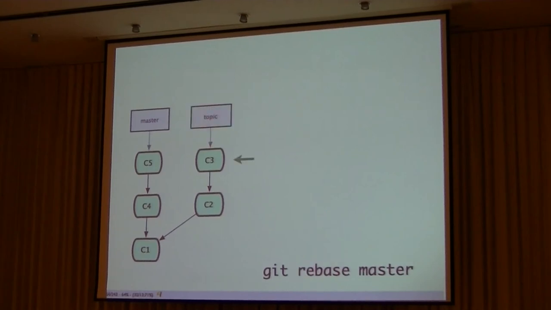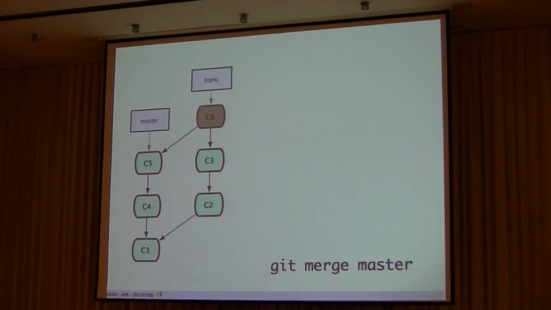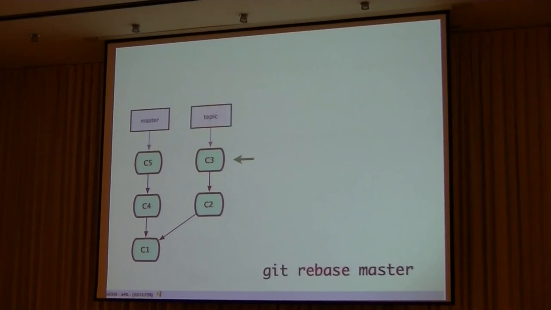If you want to send your topic branch over a mailing list though, you can't do this, because you can't mail a merge. What you need is just those two commits to be patches, and you need to be able to send them over a mailing list. So what you do is you do Rebase.